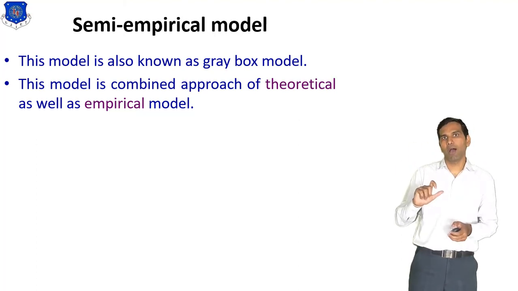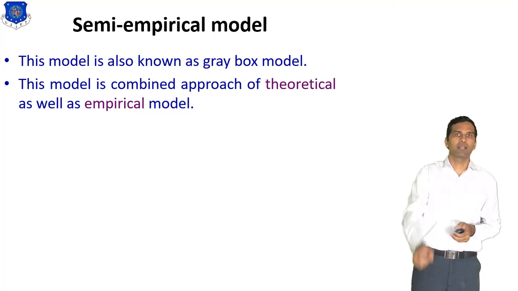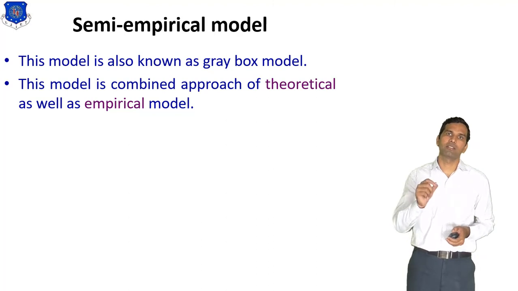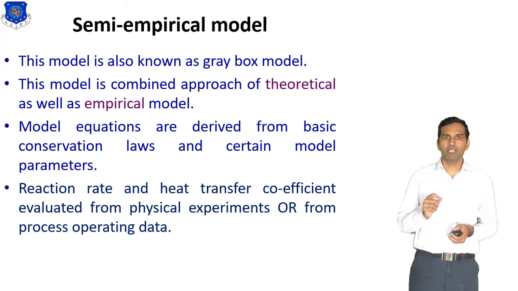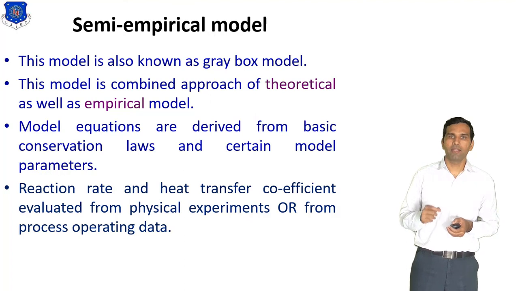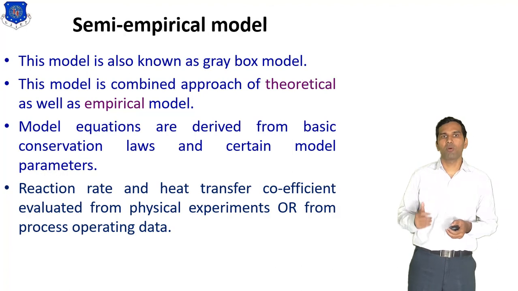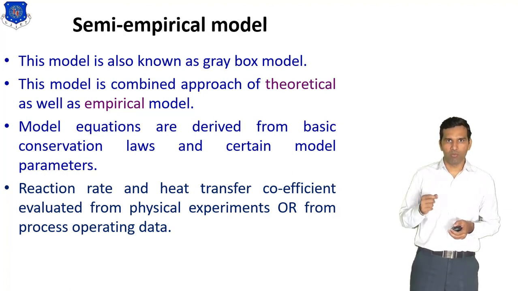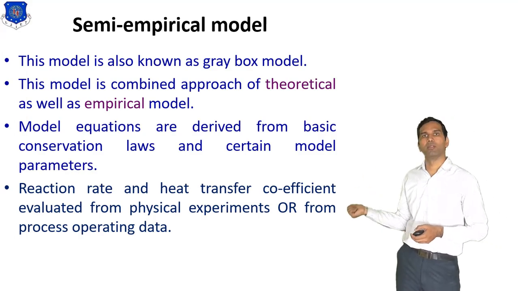We know how we get grey color: by mixing white and black, we get grey. That's why this is called the grey box model. Model equations are derived from the basic conservation laws and certain model parameters, such as reaction rate and heat transfer coefficient, are obtained from physical experiments or from process operating data. So this is the semi-empirical model.